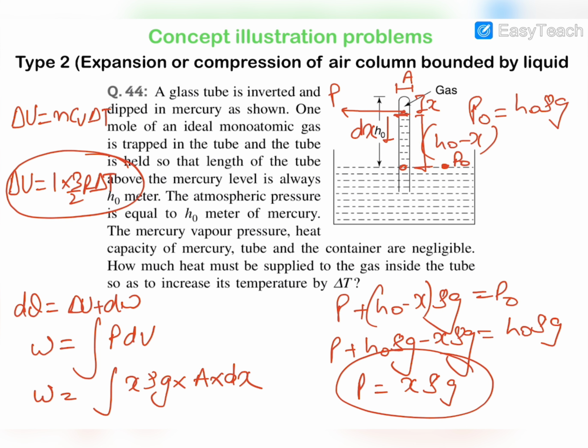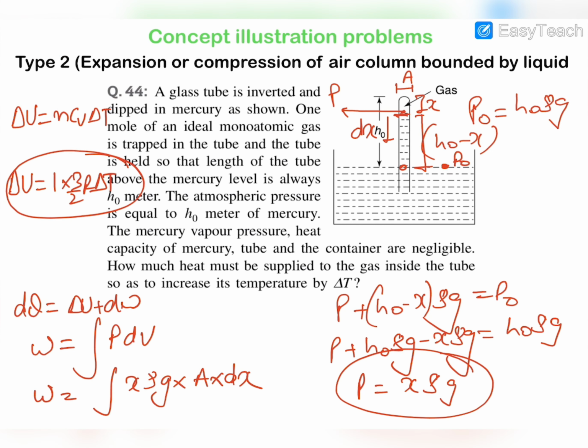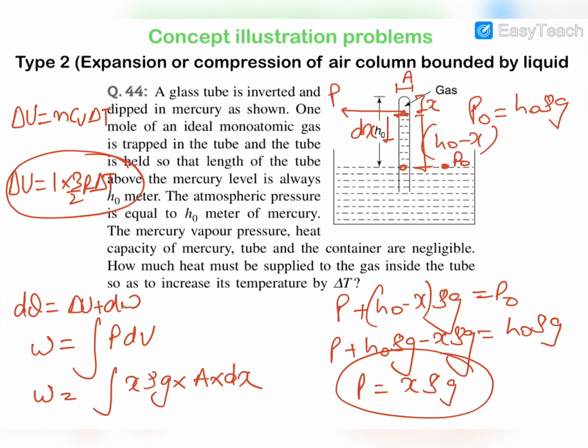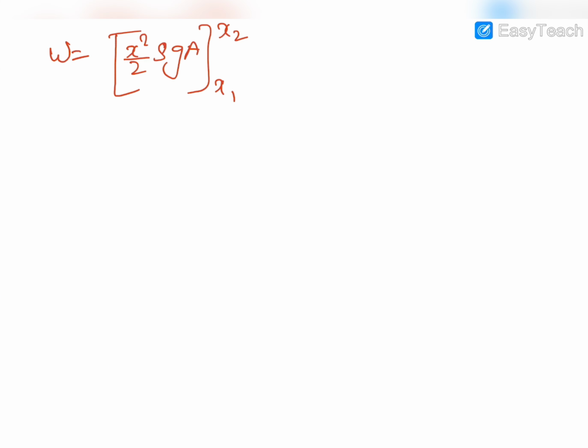Okay, so this is the first equation, and we can see that this work done will be equal to x square by 2 rho g A, x square by 2 rho g A, and the limit of x will be x initial, or x1, to x2. Okay, now let us do another analysis.